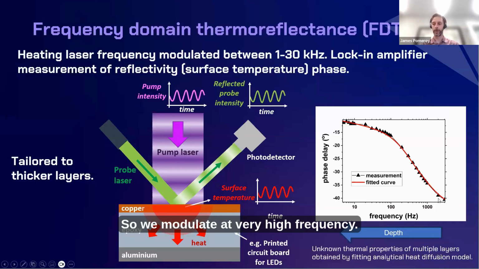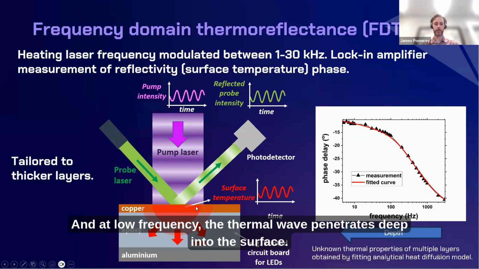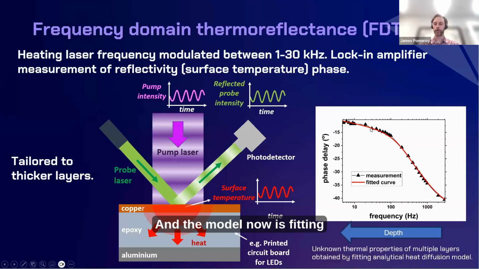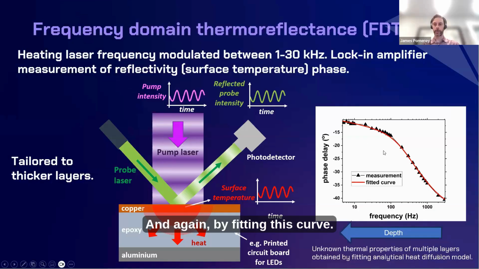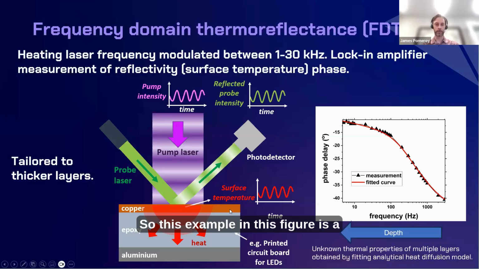So if we modulate at very high frequency, the thermal wave is only penetrating close to the surface, and at low frequency, the thermal wave penetrates deep into the sample. So we get depth information by looking over a range of frequencies. The model now is fitting phase versus frequency. Essentially, it's the same mathematical model, but we're just fitting it a different way. And again, by fitting this curve, we can obtain the unknown thermal properties that we need. The example in this figure is a type of PCB, which would be a good option for the low frequency FDTR.